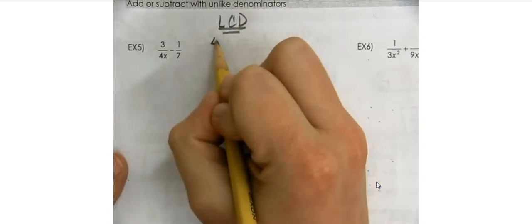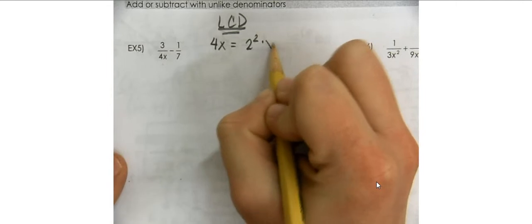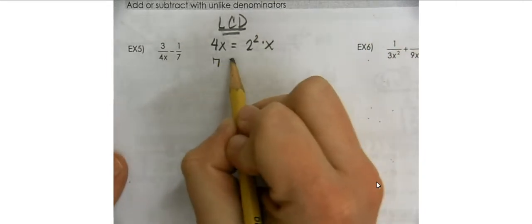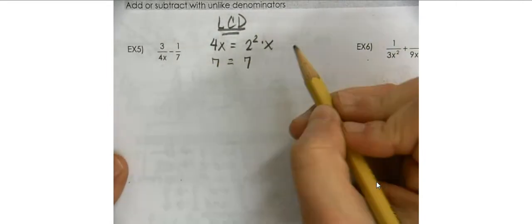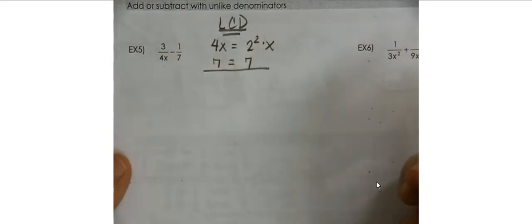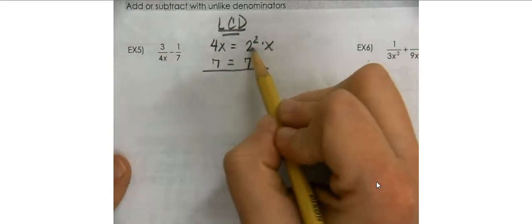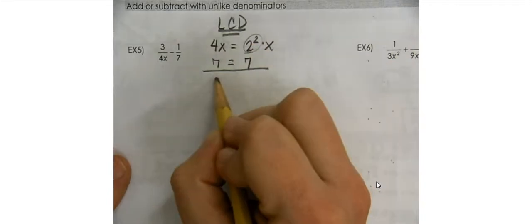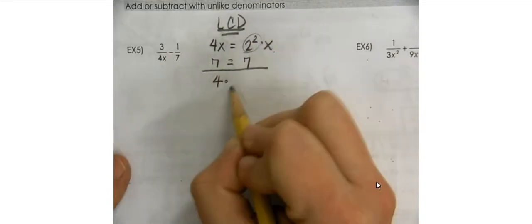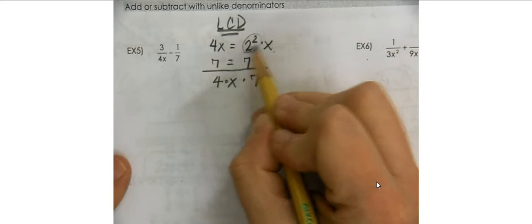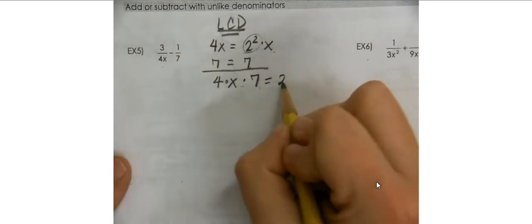My first one is 4x, and that is equal to 2 squared times x. And then we have 7, so that is just plain 7. You don't have to write 7 times 1, it doesn't matter. So my least common denominator is going to be 2 squared, which is 4, times x times 7. Every single piece will be represented just once. And if I were to clean this up a little bit, 4 times 7 is 28. So 28x is my least common denominator.